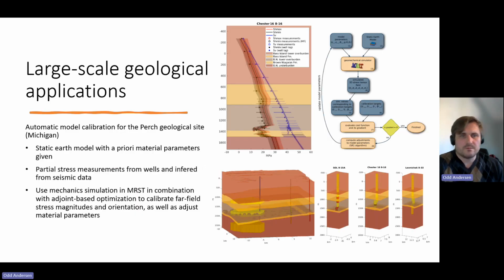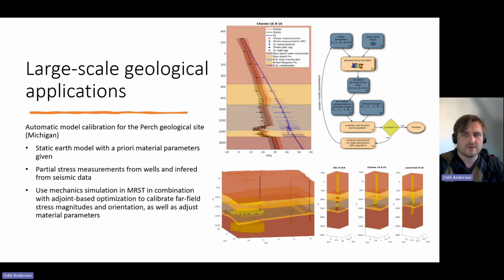Here's another example from a couple of years back, and this is a static calibration problem where we try to deduce the stress field from measurements at the geological site in Michigan called Perch. This was a research project that we did in collaboration with the American Research Institute Battelle and financed by the US Department of Energy. So in this project, we have access to partial stress tensor measurements from several wells in the area and some seismic data.